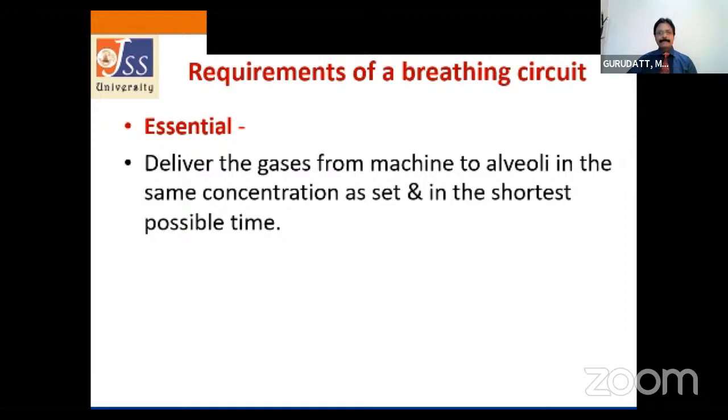So that the induction can be faster. The other thing is the breathing system should not absorb the inhalation anesthetic agent, so that the concentration at the vaporizer outlet should be the same concentration at the patient end also.